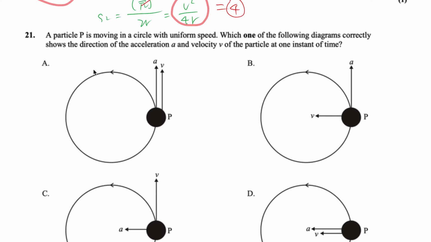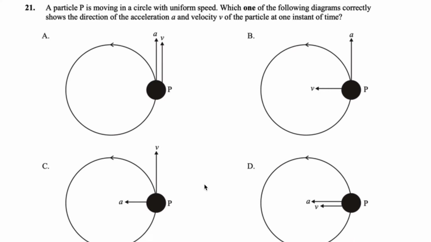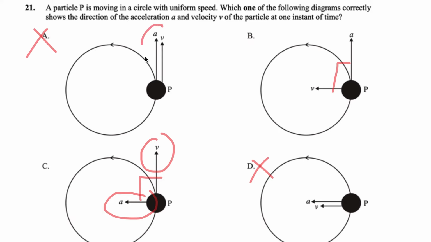And then for question 21, you don't even need to read the question. The acceleration is always towards the center, so the velocity must always be perpendicular. They must be perpendicular, so you just choose either B or C. This one is impossible, we'll never have this kind of scenario, because once the acceleration and the velocity are in the same direction, this would be straight line motion.